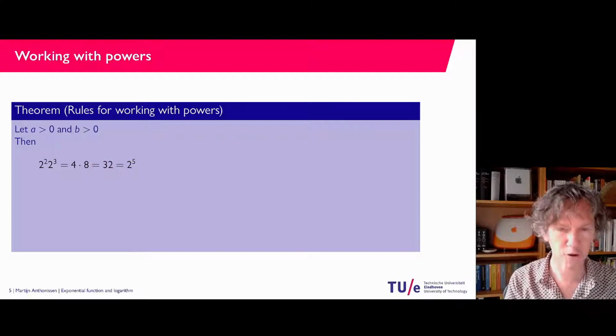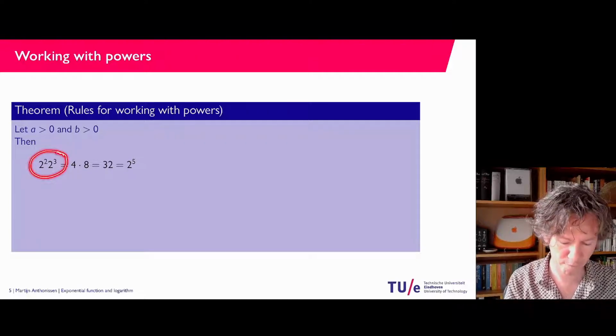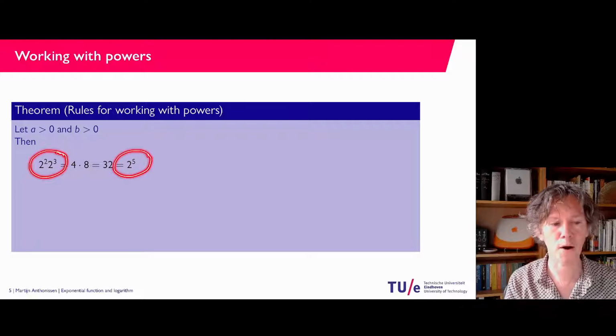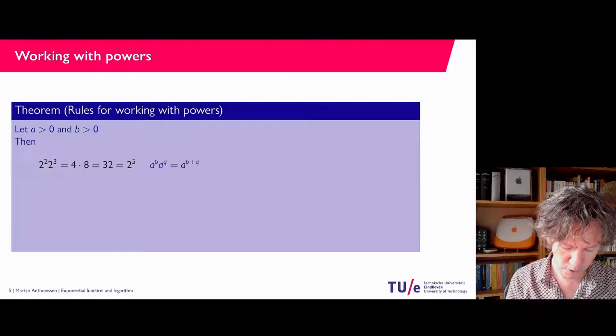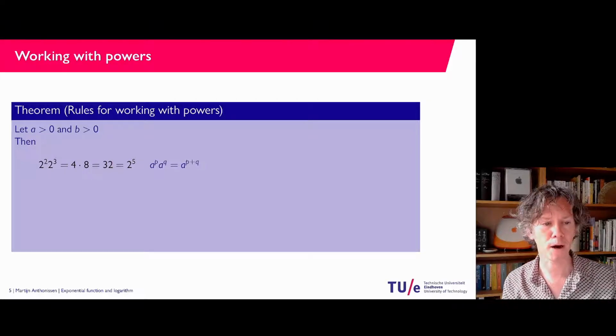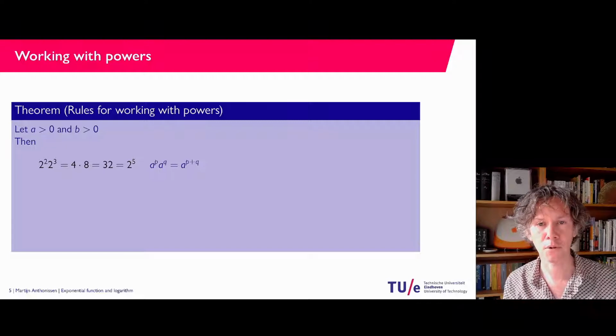So what you see, if I skip the intermediate steps, is that if you multiply 2 to the power 2 and 2 to the power 3, you get 2 to the power 2 plus 3. So the general rule here is that if you have a to the power p times a to the power q, you can simply add p and q together.